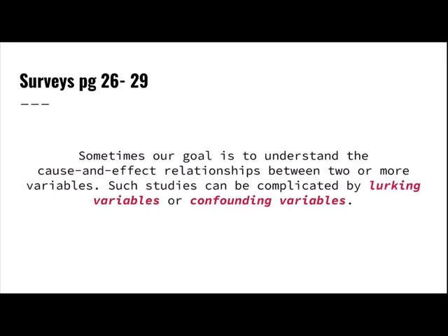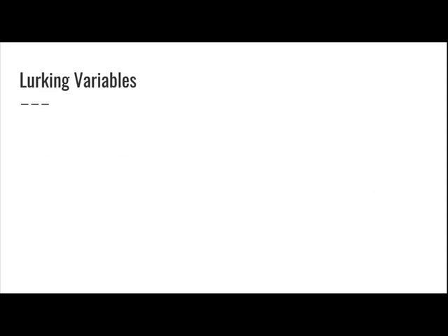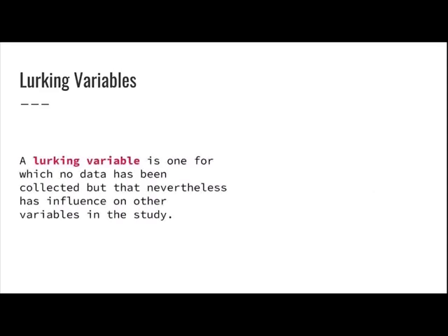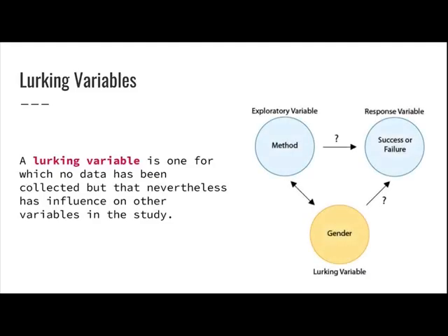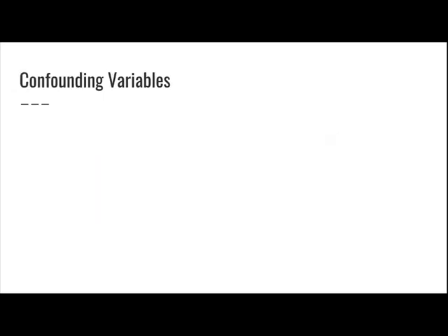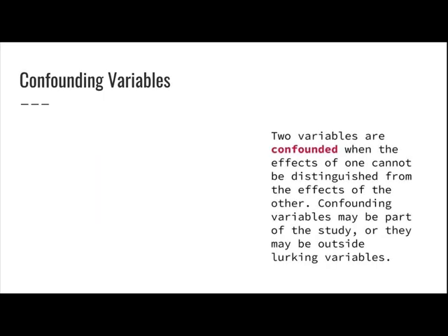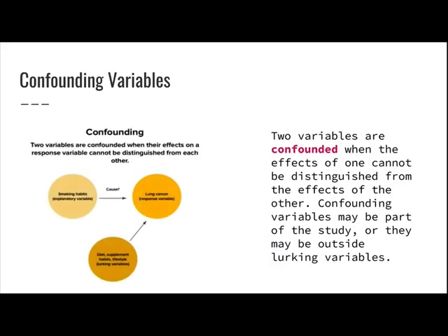Sometimes our goal is to understand the cause and effect relationships between two or more variables. Such studies can be complicated by lurking variables or confounding variables. A lurking variable is one for which no data has been collected, but that nevertheless has influence on other variables in the study. Two variables are confounded when the effects of one cannot be distinguished from the effects of the other. Confounding variables may be part of the study, or they may be outside lurking variables.